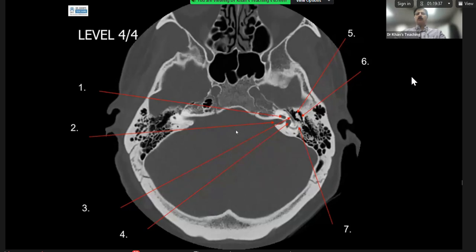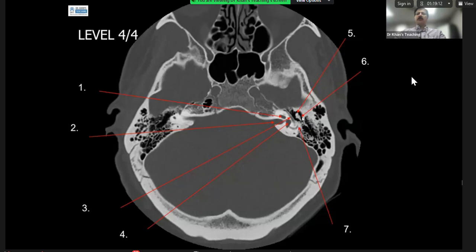Number 2. Number 3. Number 4. Number 5. So number 5 is regarding this bone here.